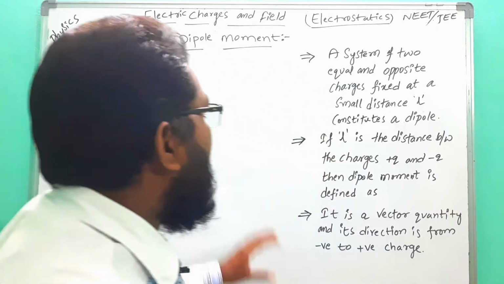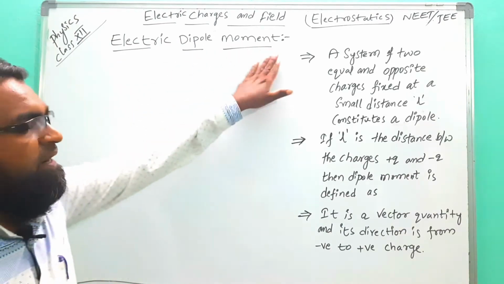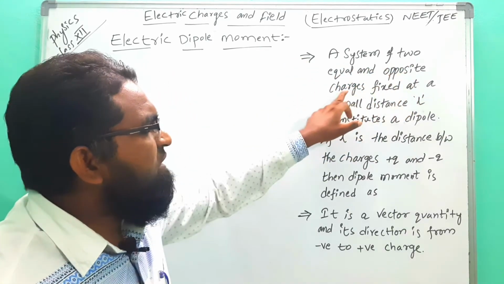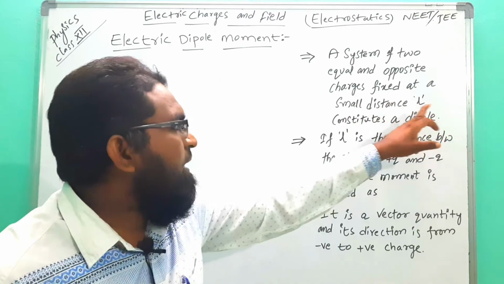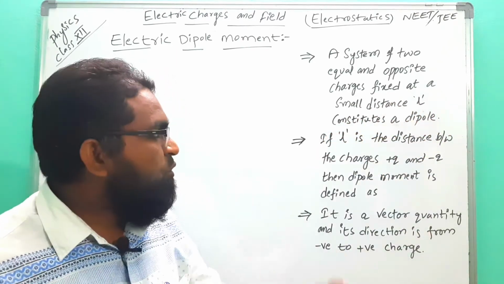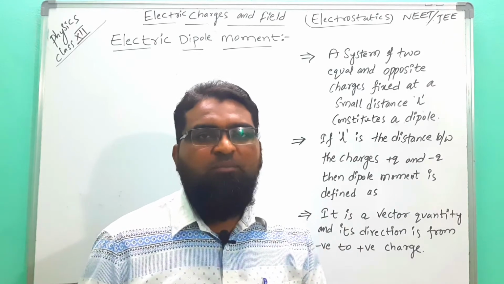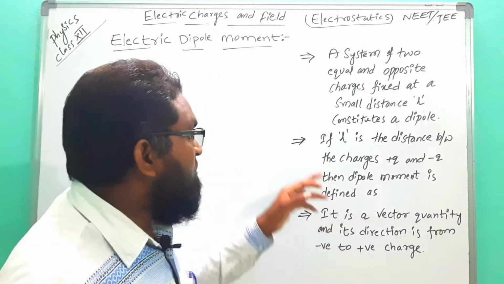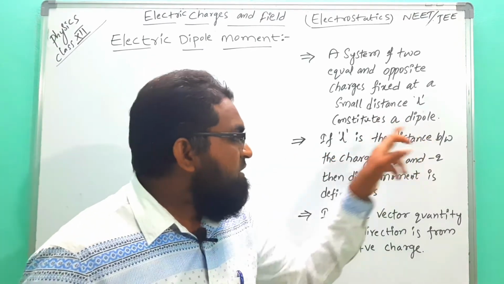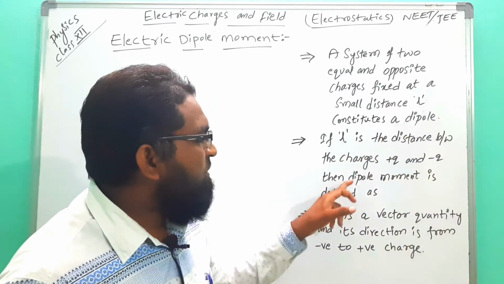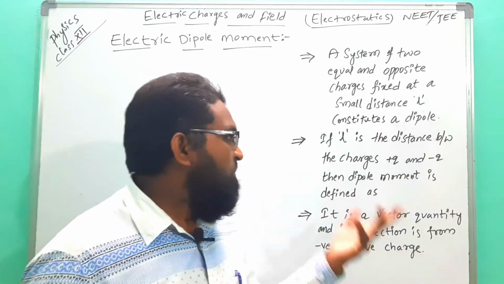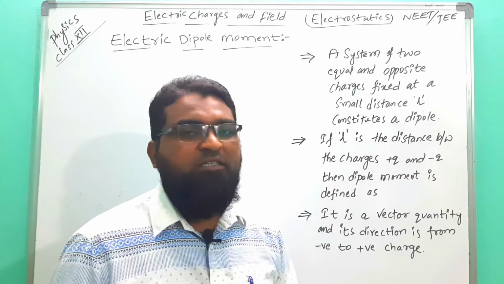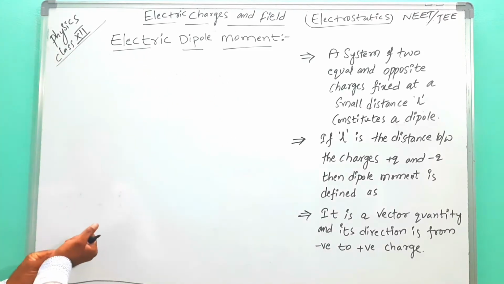Right, first thing, I wrote the heading here, electric dipole moment. So what is an electric dipole? A system of two equal and opposite charges fixed at a small distance L constitutes a dipole. Means two charges are there, they are opposite, one positive and the second negative. If L is the distance between the charges plus q and minus q, then the dipole moment is defined as follows. This is the basic dipole moment definition, useful for MHT-CET, NEET and JEE also.